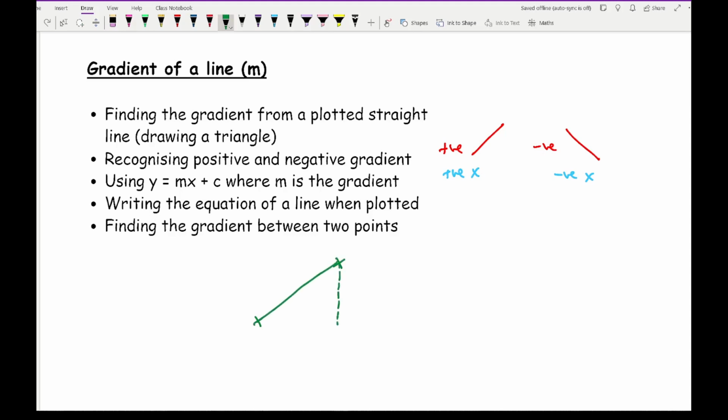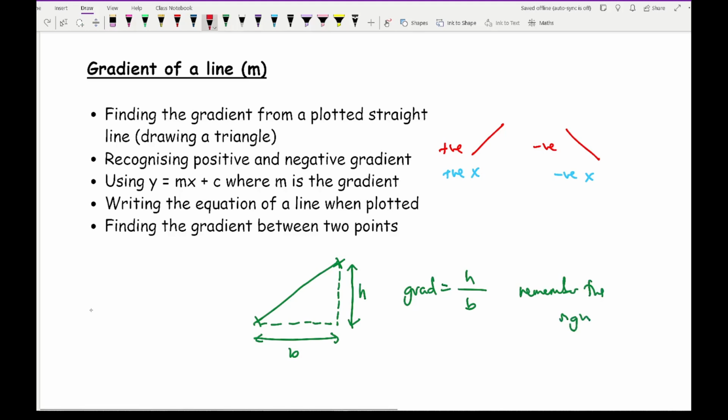Now if you're asked to find the gradient between 2 points, then all you need to do is turn that into a triangle, measure the height of the triangle and the base of the triangle using the scale, and then the gradient is the height over the base. And then obviously remember to use the sign. So if your line's going up, like this green line here, it's got a positive gradient. But if the line was going down, then again I draw my triangle, I look at the height, I look at the base. So the gradient is going to be height over base, but it's going to be minus because the line is going down.